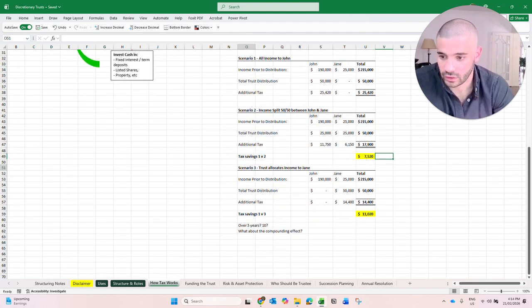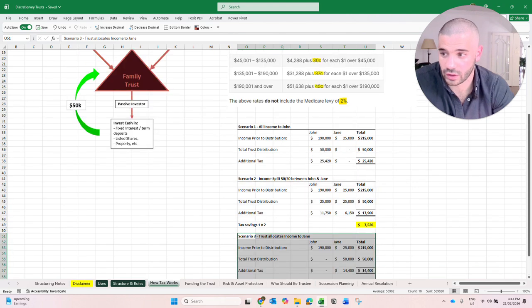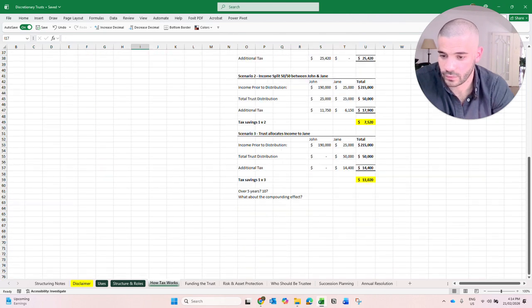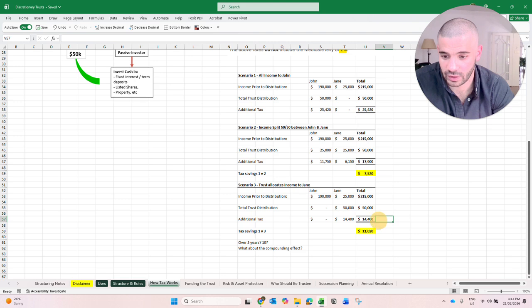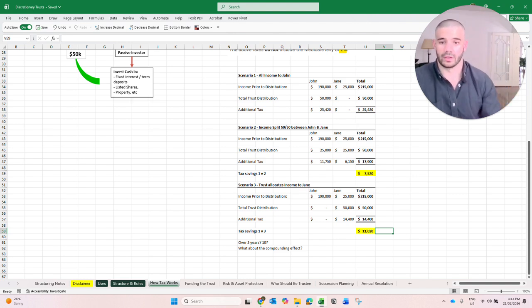Okay. Scenario 3, we are using the trust. This is what we're doing. We're not giving any to John, we're giving the full 50 to Jane, and she's going to pay 14 grand tax. And so here we're comparing 14 grand tax to 25 grand tax. $11,000 better off, okay?